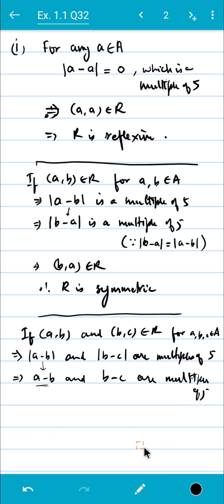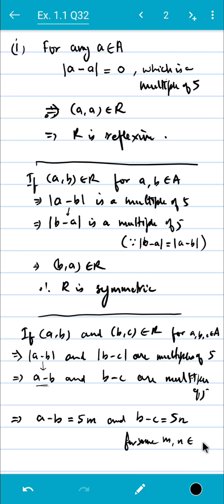So remove the modulus, and now if a minus b is a multiple of 5, then a minus b is equal to 5 times some integer m, and b minus c will be equal to 5 times some integer n. So you write down m and n belong to the set Z, the set of integers.